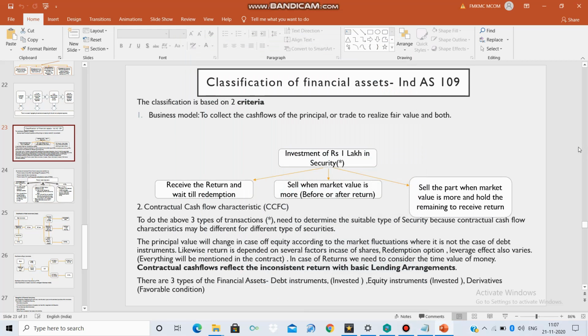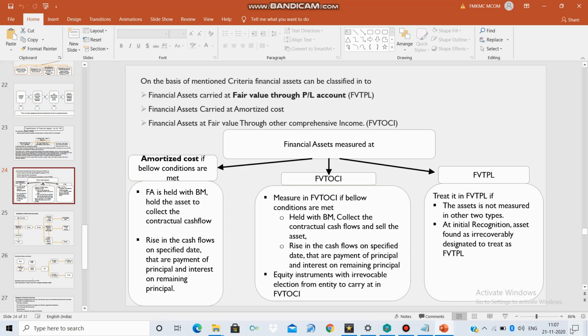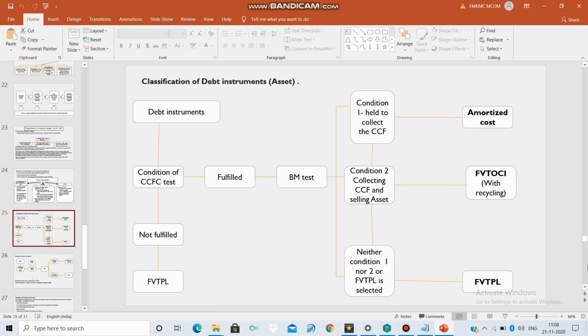Hello everyone. In the previous class, we classified the financial assets on the basis of two criteria. One is the business model, and the other is the contractual cash flow characteristics. On the basis of these two criteria, we classified our financial assets as debt instrument, equity instrument, and derivative instrument. For measurement of the financial asset, we have three options: amortized cost, fair value through other comprehensive income, and fair value through profit and loss account. How to measure and how to treat each instrument was already completed in the previous class.